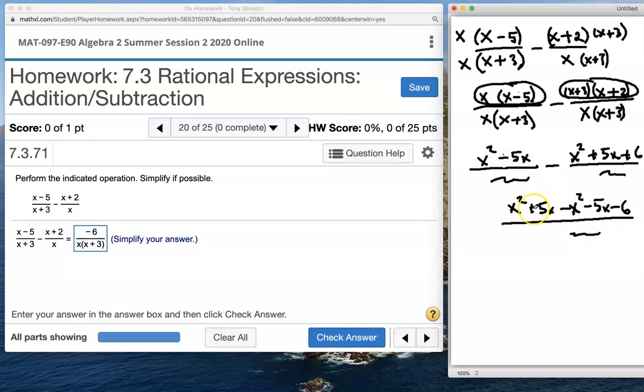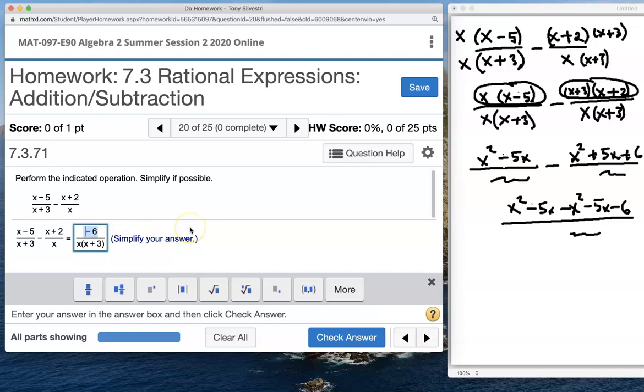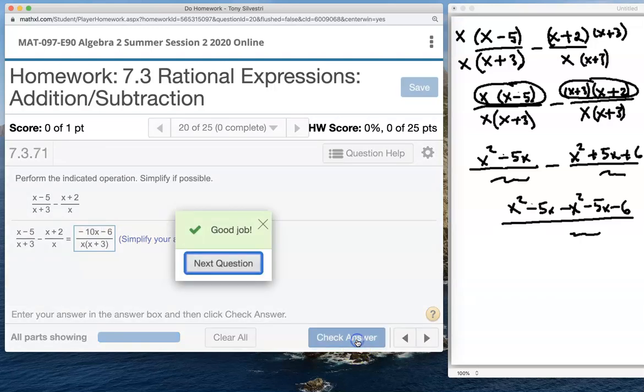And so it's not all that bad. It just makes the video a little longer than I wanted it to be. Minus 5. And so I guess the end result is this is going to be minus 10x minus 6. So let's throw a minus 10x minus 6. Check your answer.